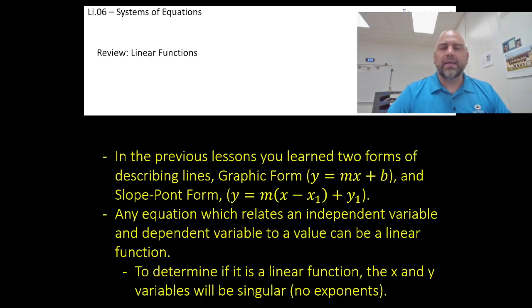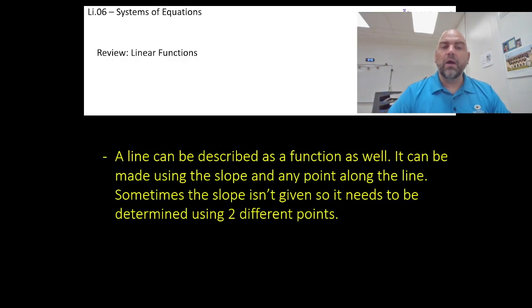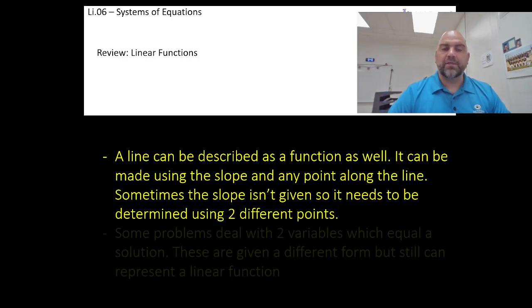So what we're looking at here are the functions that deal with an x and a y, and they are linear. The pattern goes up or down by a consistent amount, and it becomes a straight line when we graph it out. Now, a line on a graph can be described as a function as well. It can be made using the slope and any point along the line. Remember that if we have any 2 points on a line, we can find the slope. We can also find the slope in a contextual question if we're given the rate of change, so how something is changing each time. Again, it will be a consistent amount. That's going to be our slope, or the rate of change.